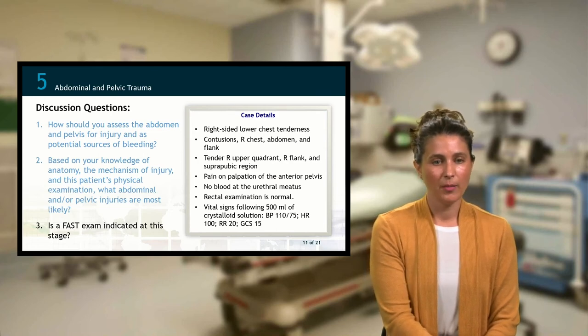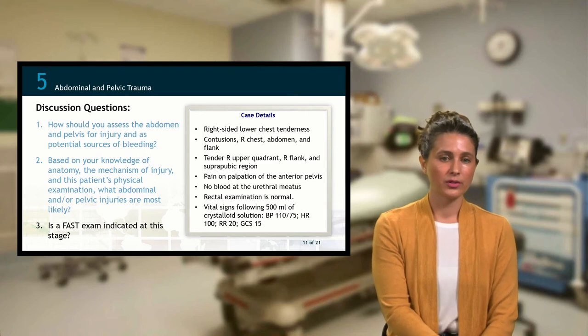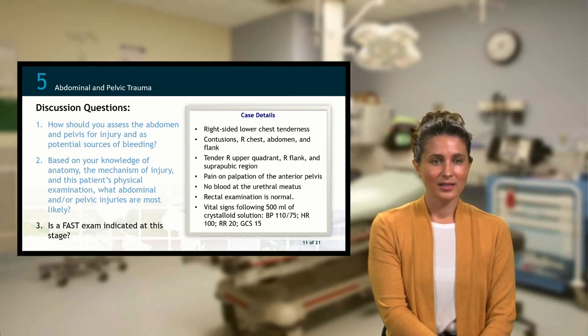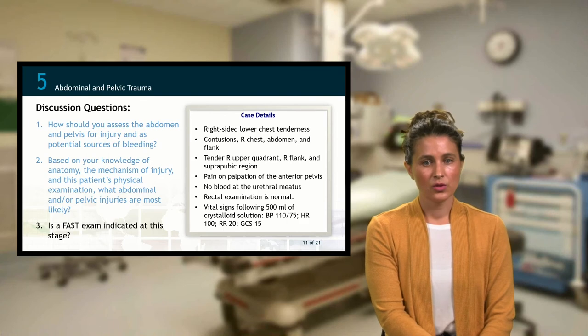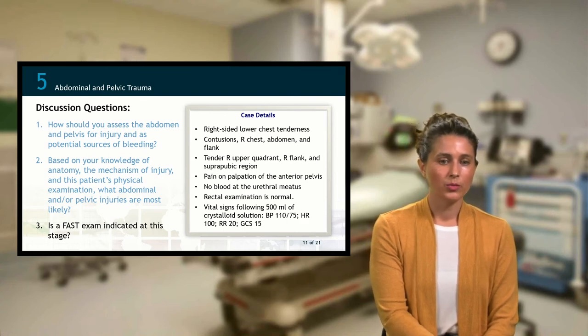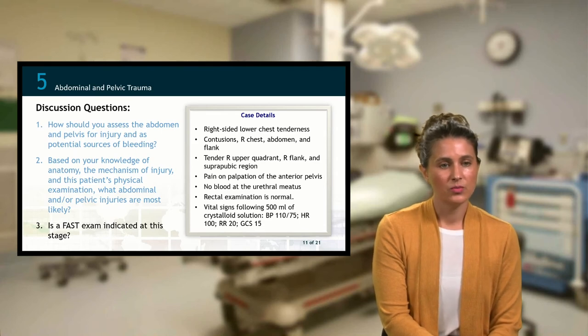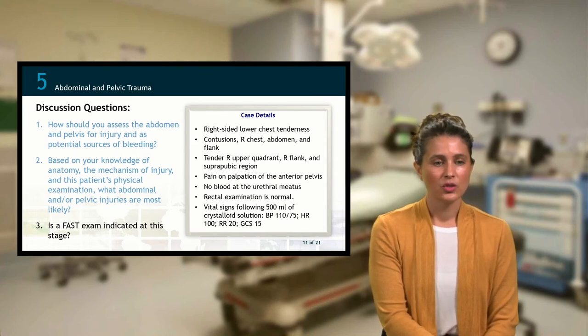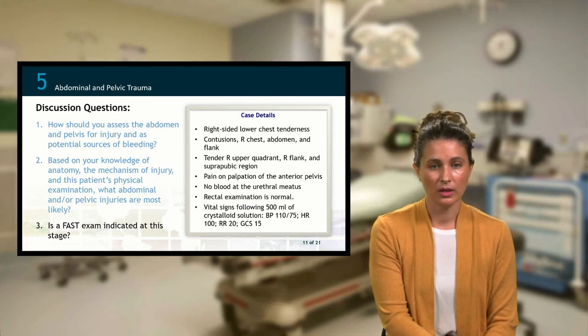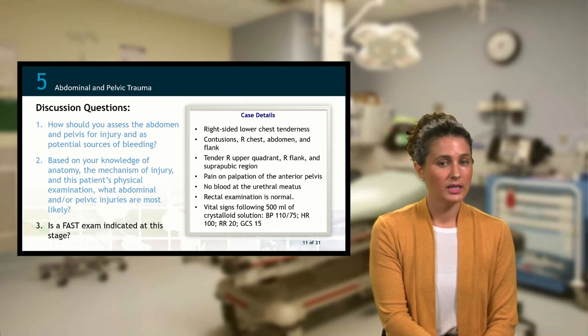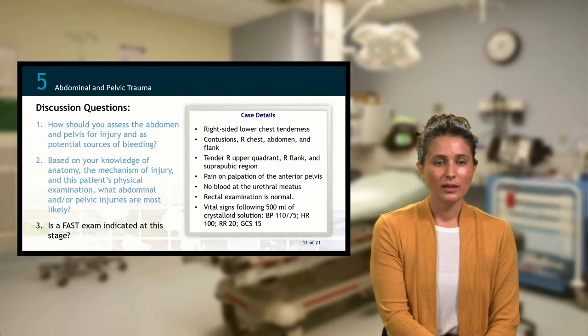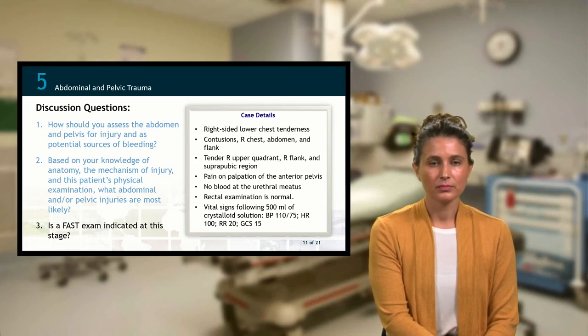So just to recap, as far as where we are in our primary survey, airway is intact, breathing's intact, circulation, his heart rate has improved to 100 after 500 mLs of crystalloid, and he's maintaining his mentation. So I would say that circulation is intact at this point. There's still a concern for possibly ongoing bleeding, but he does not need to be rushed to the operating room at this point. So he should undergo a FAST exam.